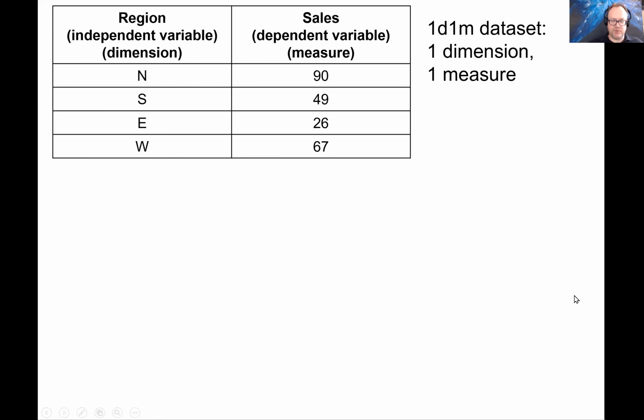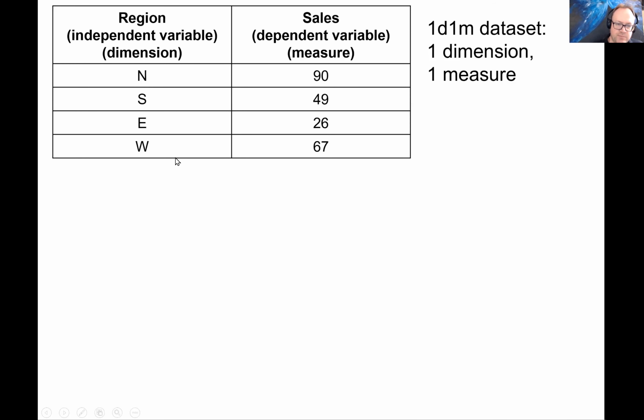Okay, here's a second example. This, again, is one measure that's a function of one dimension, but now my dimension is not time. It's this thing I call a region. So imagine we have a chain of stores, and we have stores in the northern region of the country, and the south, the east, the west. And so I have sales as a function of region.